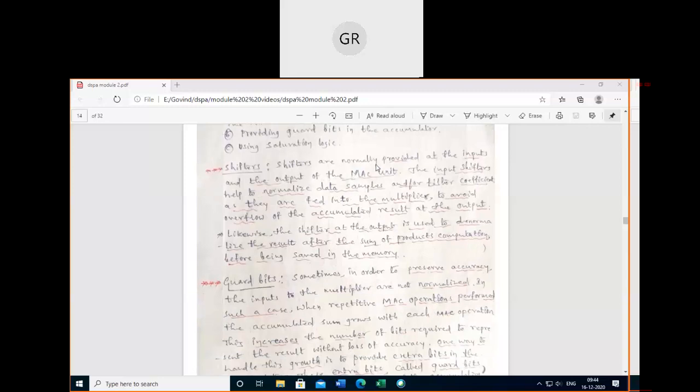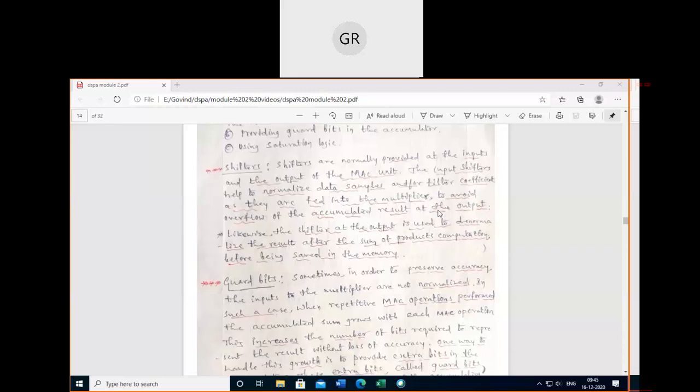Shifters are normally provided at the inputs and the output of the MAC unit. The input shifters help to normalize data samples or filter coefficients as they are fed into the multiplier to avoid overflow of the accumulated result at the output. Here, at the input side of the MAC unit, we can normalize, that means we can scale down.